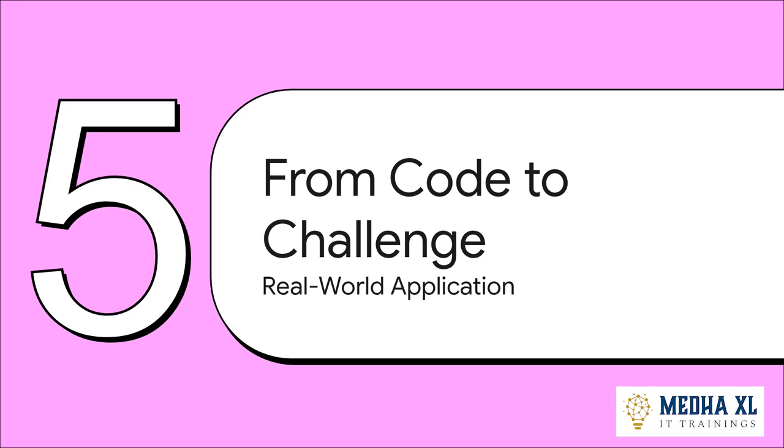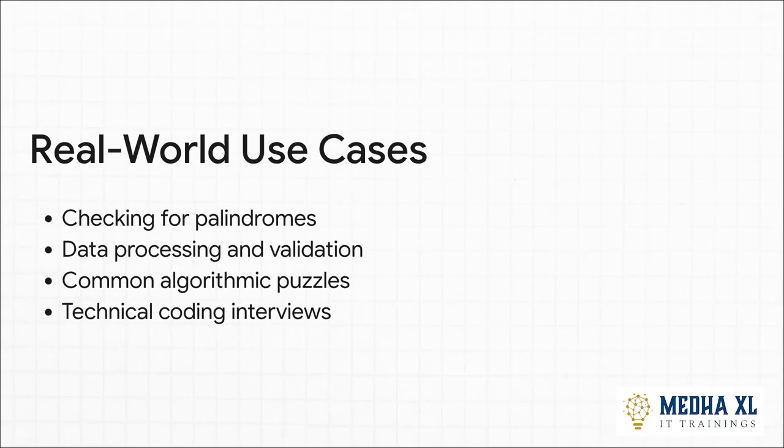But let's talk about the big picture. Where are you actually going to use this skill out in the wild? Honestly, this logic is everywhere once you start looking. The classic example is checking for a palindrome. You know, a word like racecar, that's the same forwards and backwards. How do you check that in code? You reverse it. You'll also see it in data processing, where maybe data comes in backwards. And of course, it's a total staple in all sorts of algorithmic puzzles and those technical interviews we keep talking about.